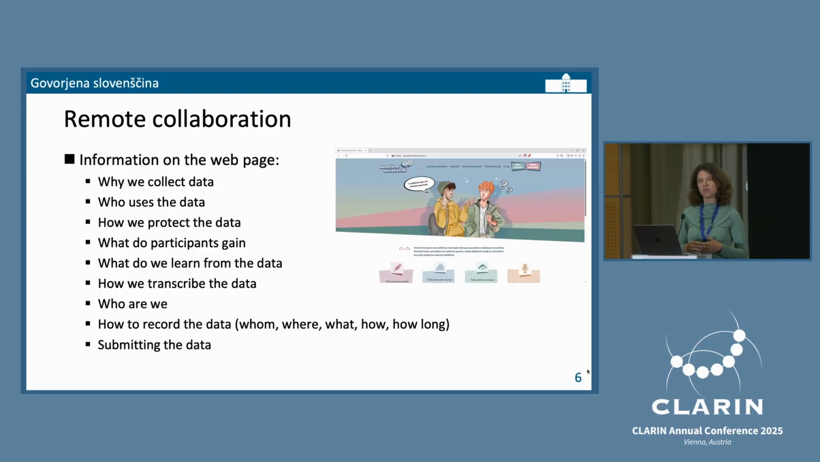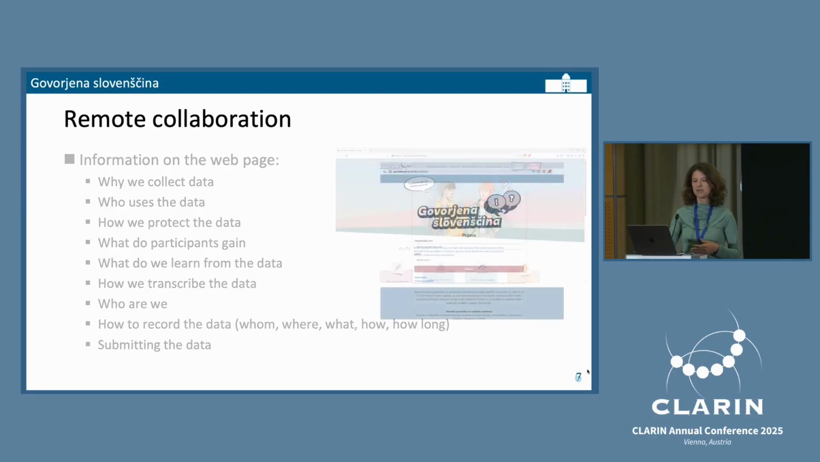Then we also provide some popular science text where people can have a direct look into what we can learn new about speech if we collect such data and analyze it. Then we answer the question how we transcribe the data. A very important aspect is about who we are. We present ourselves with our names, with our previous projects, so we can somehow build trust with users. And then there are, of course, detailed instructions on how to record the data, and finally the platform for submitting the data.